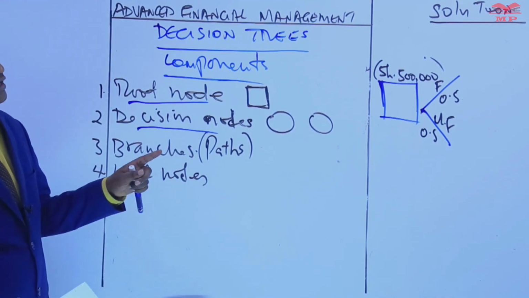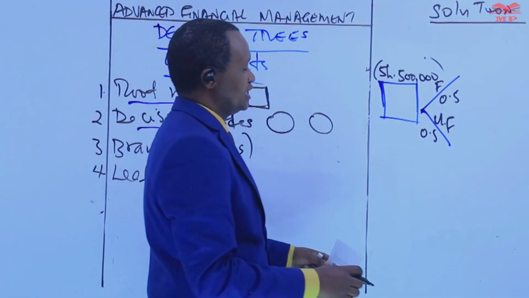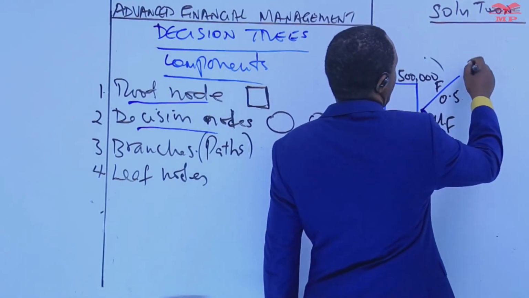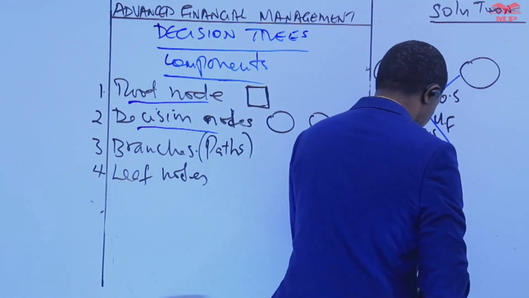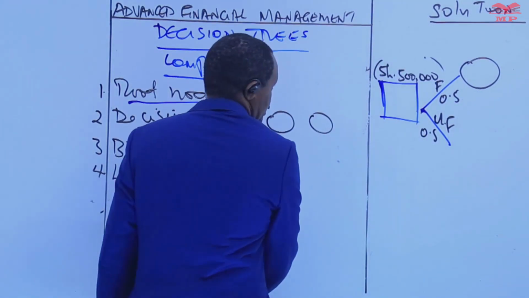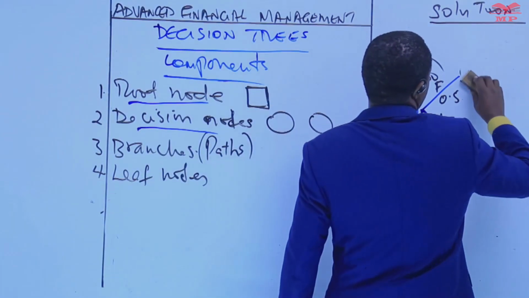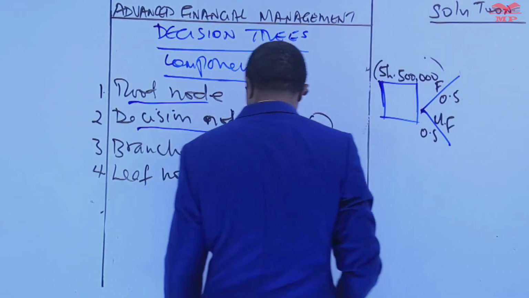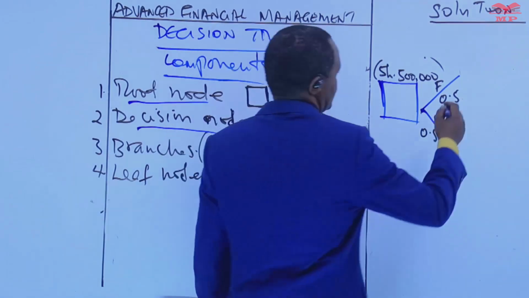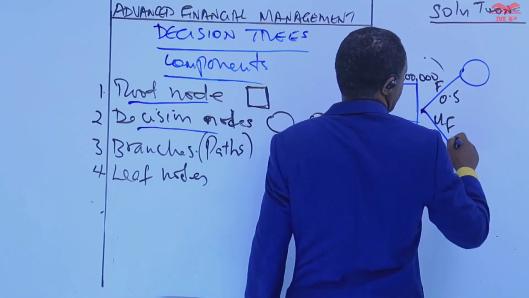So these are branches that are leading us to nodes. We're going to have a decision node there, decision node here.